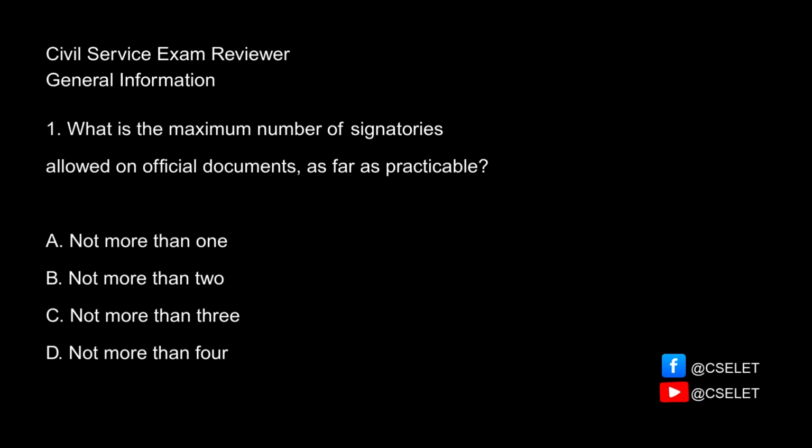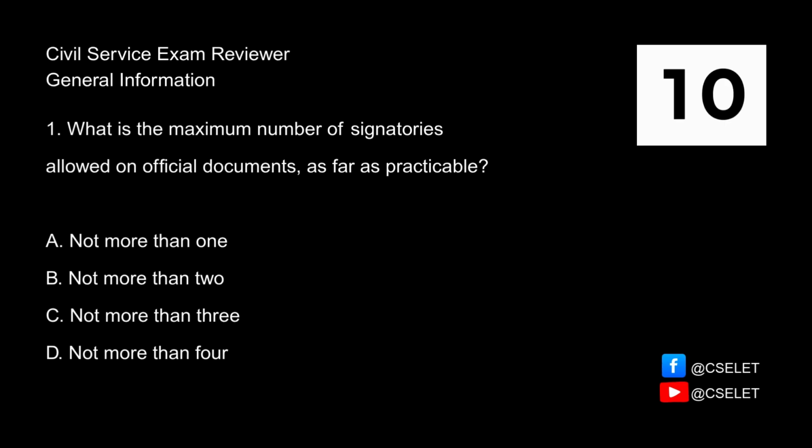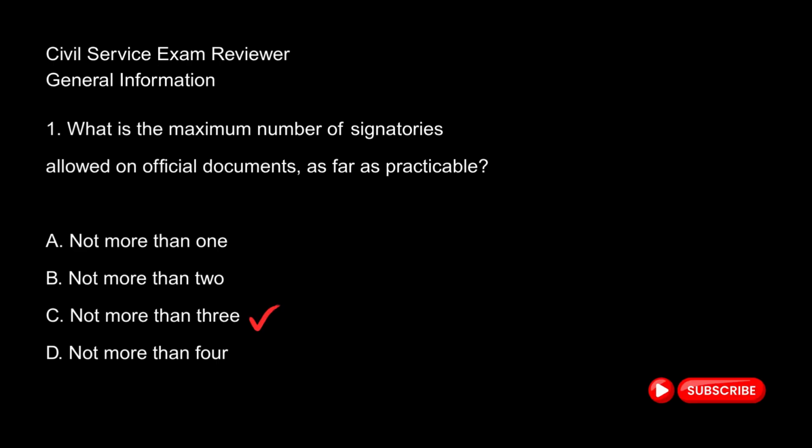What is the maximum number of signatories allowed on official documents as far as practicable? A. Not more than 1. B. Not more than 2. C. Not more than 3. D. Not more than 4. The correct answer is C.